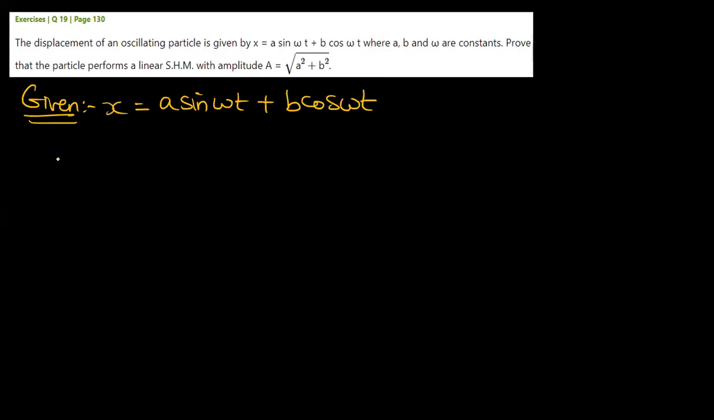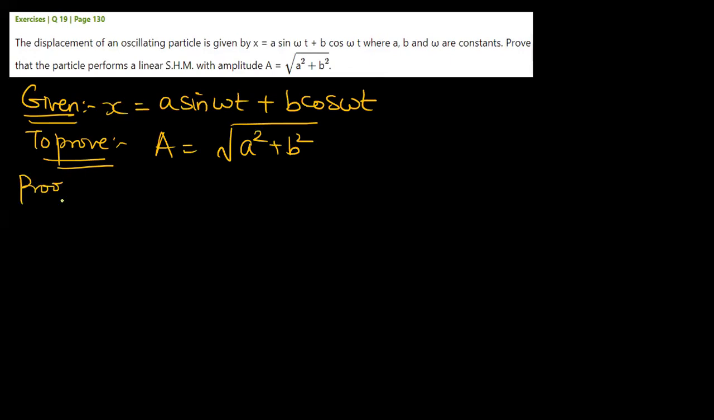The displacement of an oscillating particle is given by x equal to a sine omega t plus b cos omega t. So this is given to us. And we need to prove that the total resultant amplitude is root a square plus b square. So let us prove this. This is a proof type numerical. So let us see. We have been given that x equal to a sine omega t plus b cos omega t. But we have displacement.